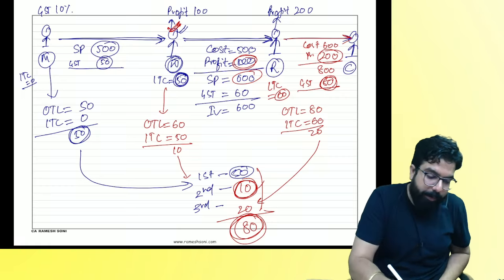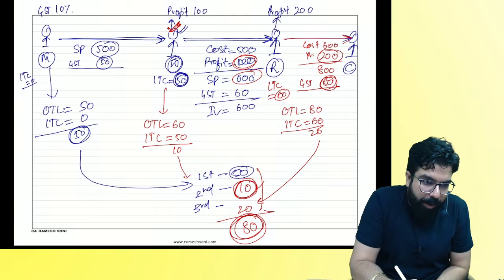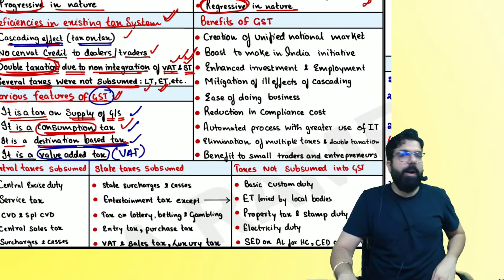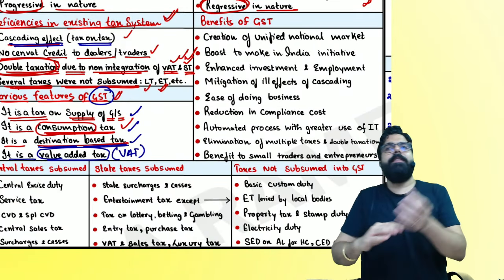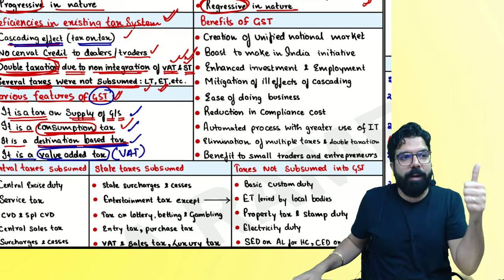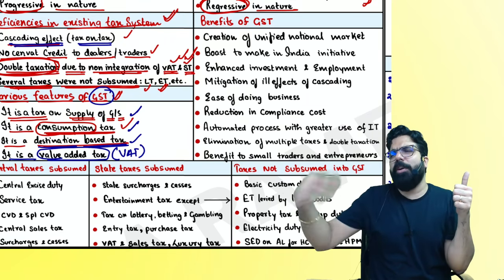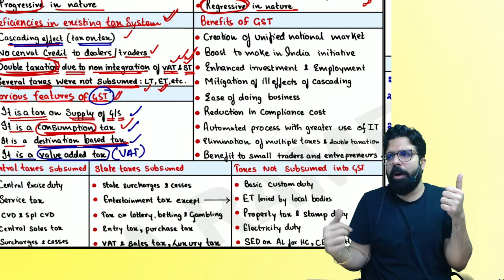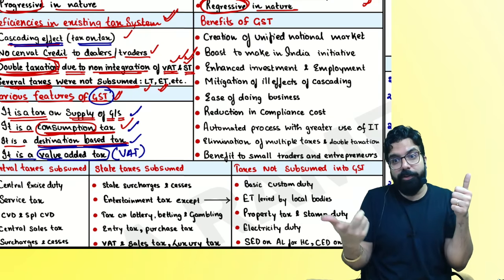Chalo, let's go ahead, everyone. Everyone over here now. Chalo. So now, can you tell me what are the features of GST, people? GST is a tax on supply of goods, services, or both. Goods or service or both also. Both means a combination. I'm giving you what? Service also. Books are goods.